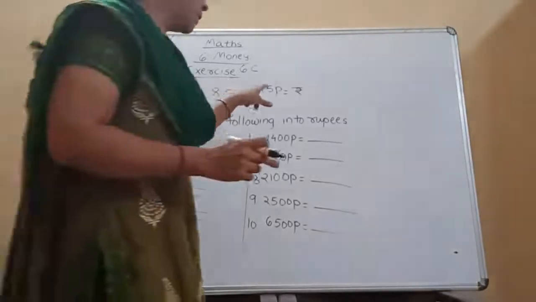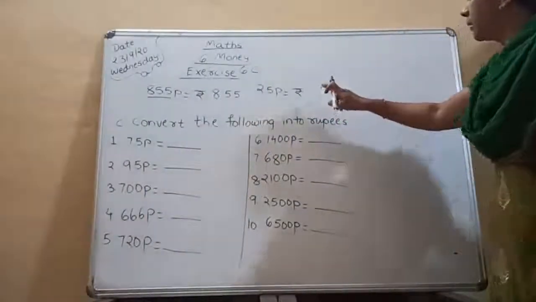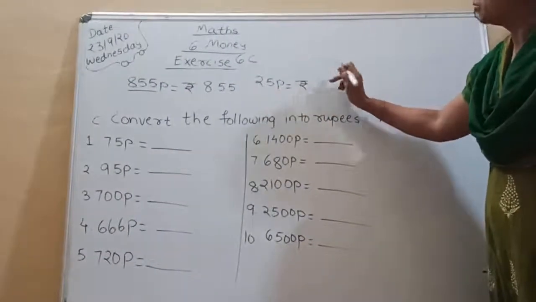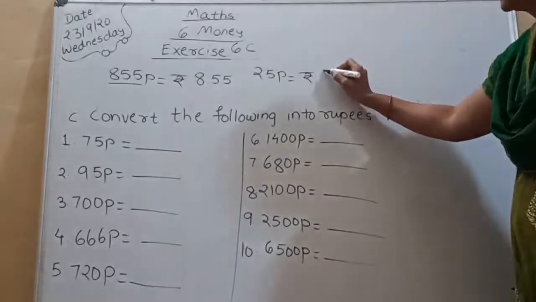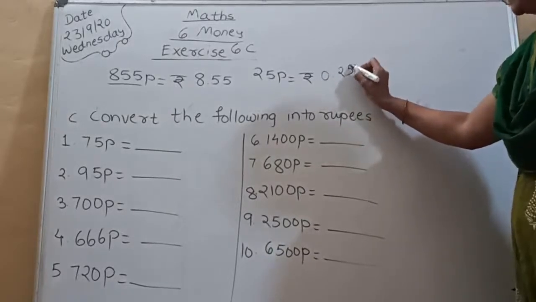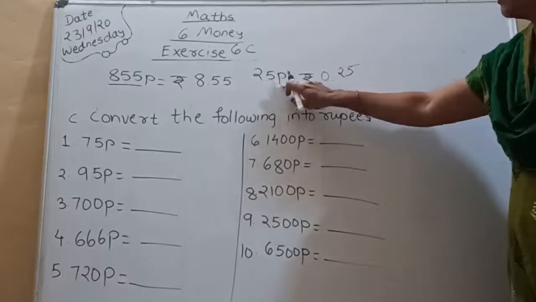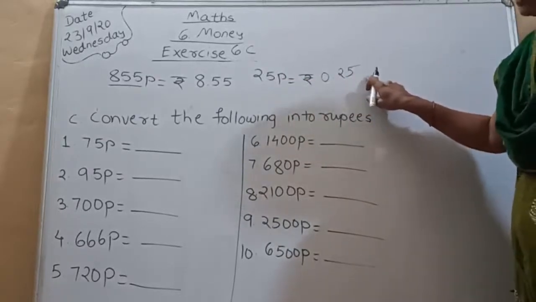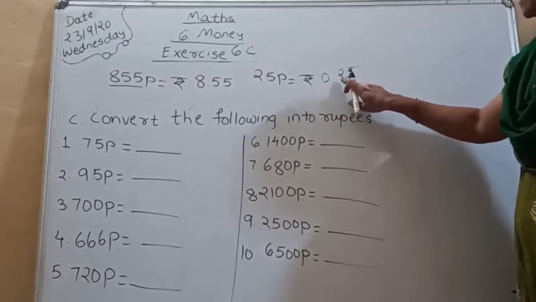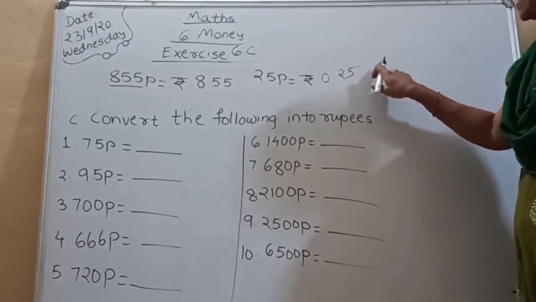Now see 25 paise. This 25 paise, rupees we cannot write, we can write here rupees, but just write down 0.25 because only 25 paise is given. So after this 0 give a dot and then write down 25 paise.